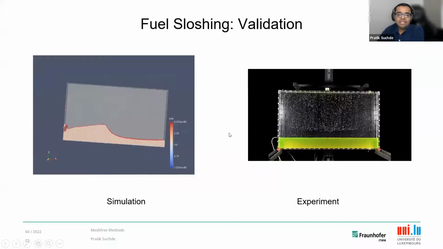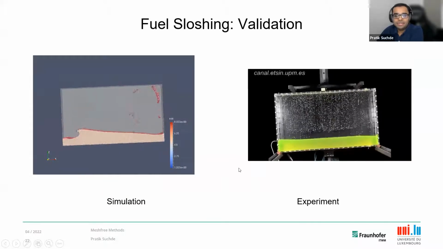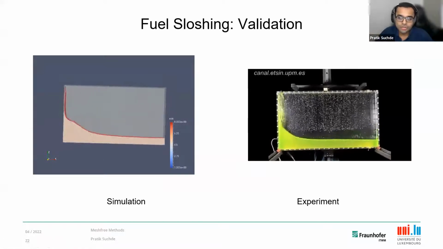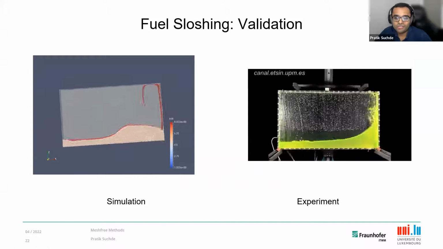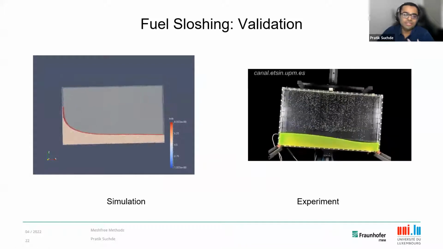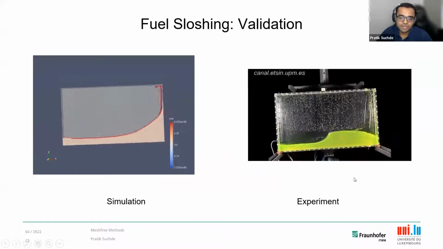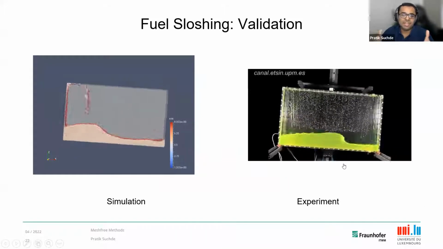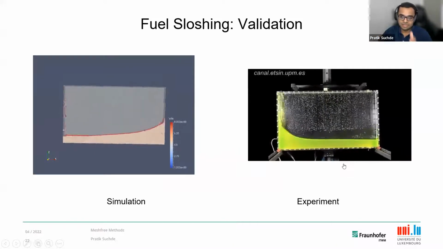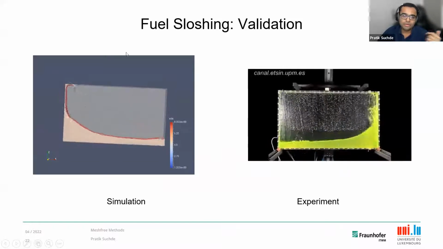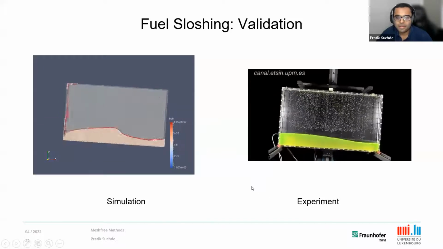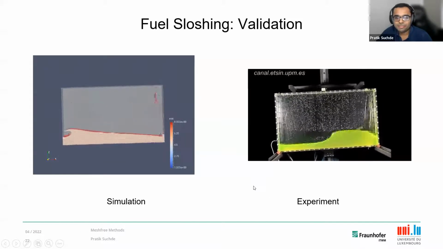Now, to validate this, we start with a simple case of sloshing in a cube. So we were not considering the geometry of the tank itself. And you can do this with different frequencies of rotation. So you see on the right that you just have the tank being rotated at a particular frequency, and then slowly you increase the frequency, which is not shown in this video, and you do the same thing numerically and try and correlate the results. This is the first level of validation.